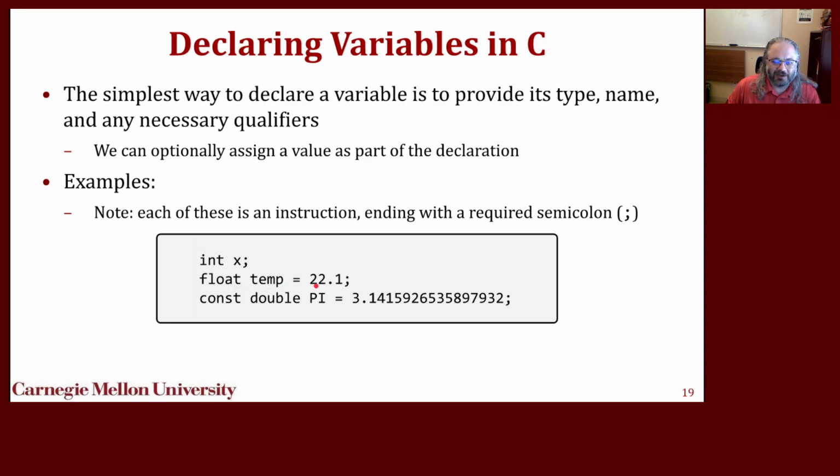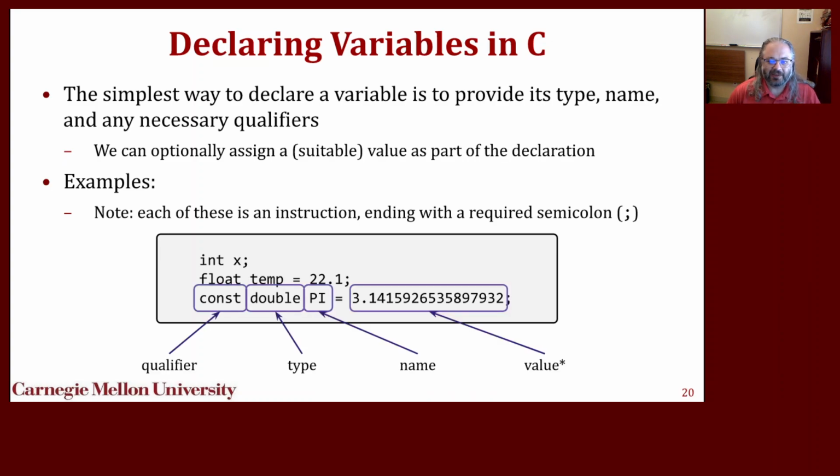The second one of these is a floating point type with the name temp. We're assigning it an initial value of 22.1. This is called an initialized variable because it has a value, and now we can read that value. It has meaning. The third example is defining a constant type, a constant double precision floating point type with the name pi, and here we're giving it a numeric value as part of the declaration. So each of these is a way of declaring a valid variable as part of C code.